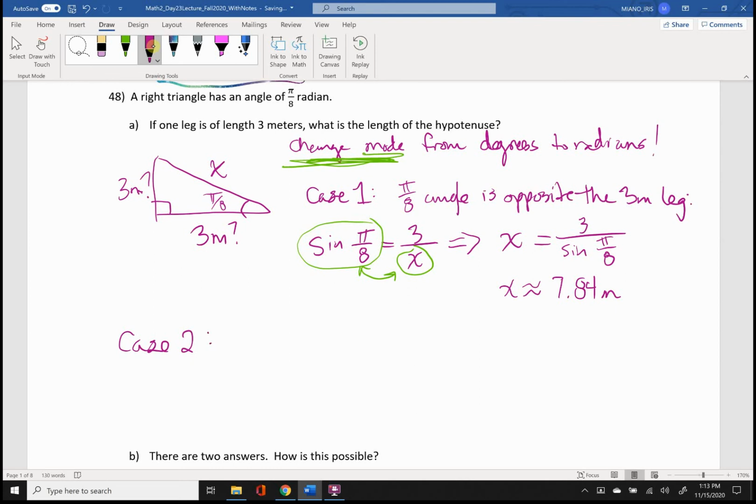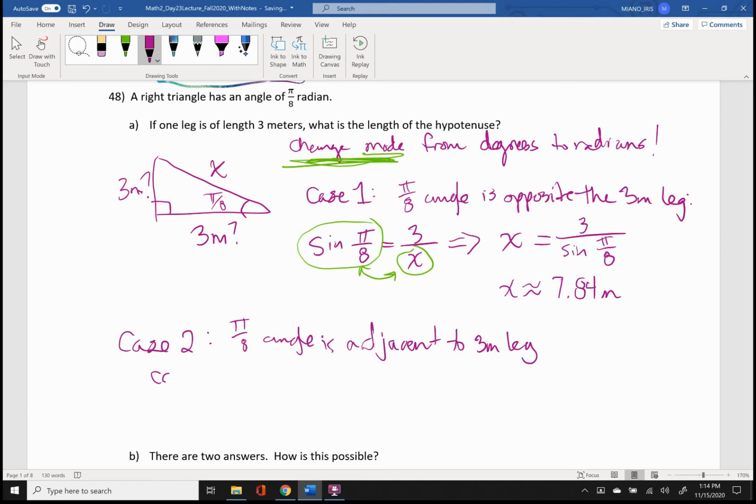Okay, but entertain case 2 now. What if the pi over 8 angle is adjacent to the 3-meter leg? So that's this scenario right here. What if 3 meters is right here, adjacent to the 3-meter leg? Okay, well, if the known value is adjacent, I'll be going for the cosine ratio, wouldn't I?